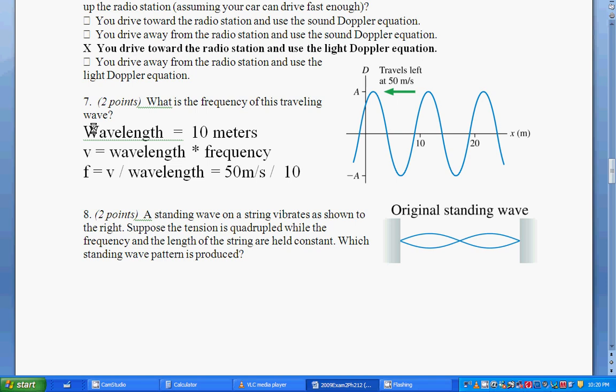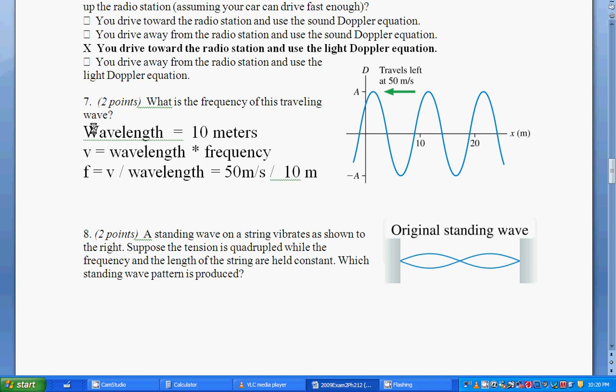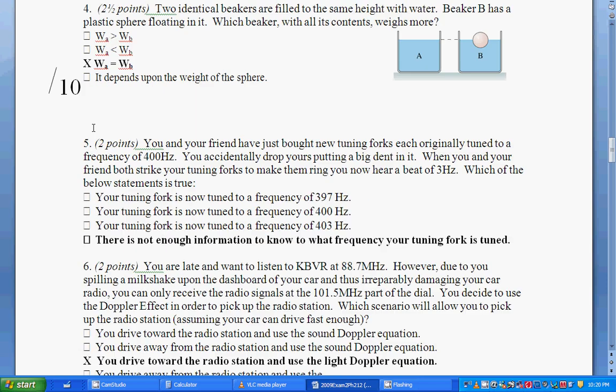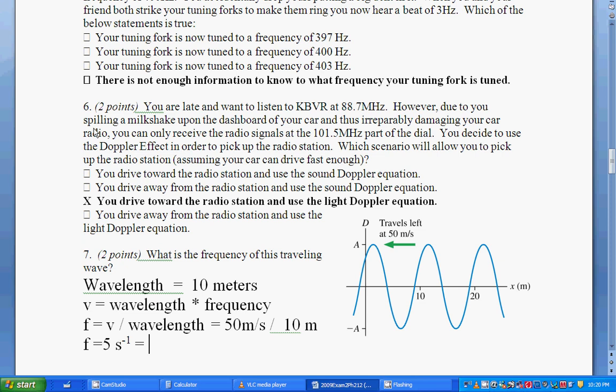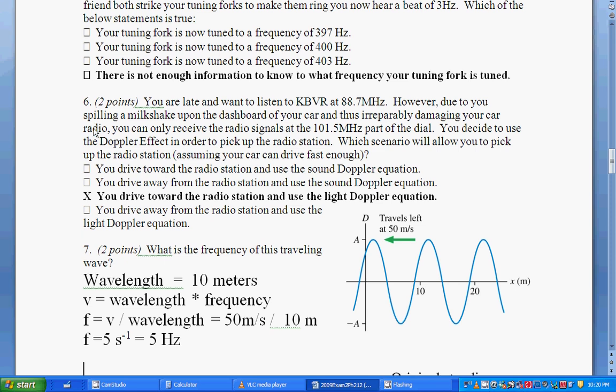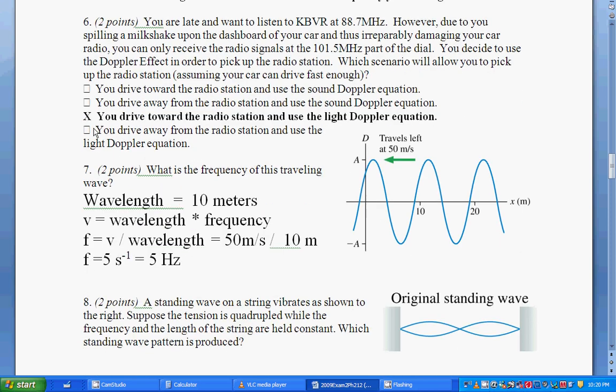The wavelength is 10 meters, so that means that the frequency must be 1 over seconds. Well, better stated as s to the minus 1. Which, of course, is defined as hertz. So the answer is 5 hertz.